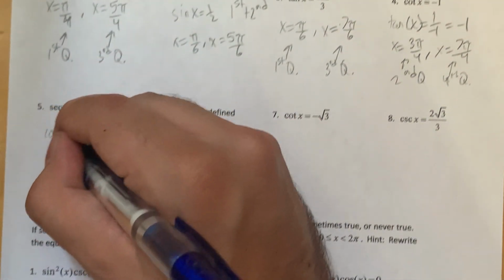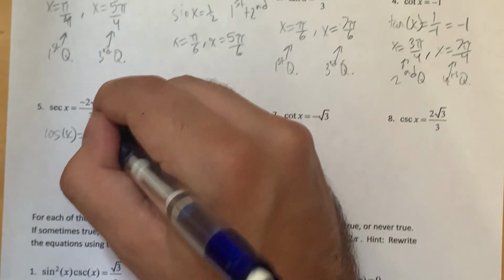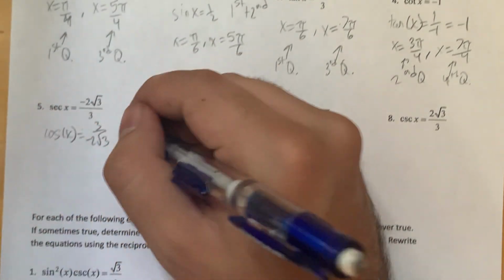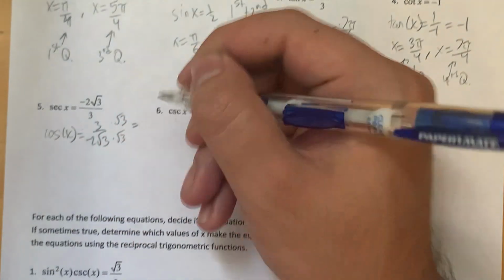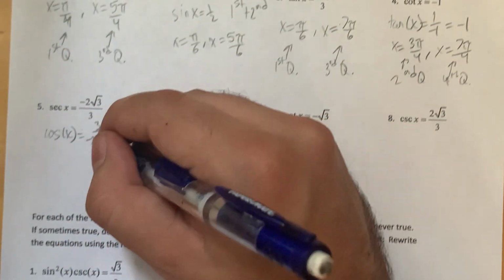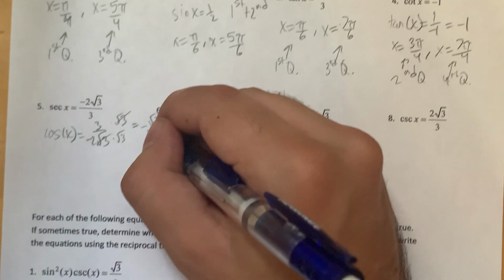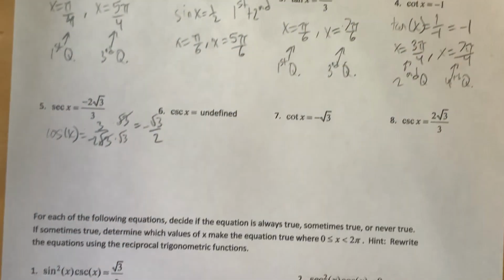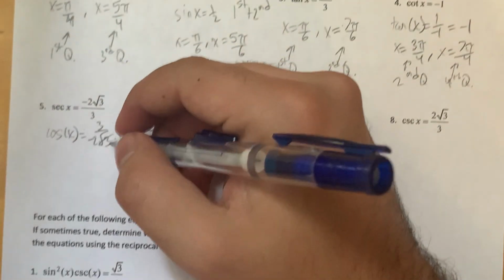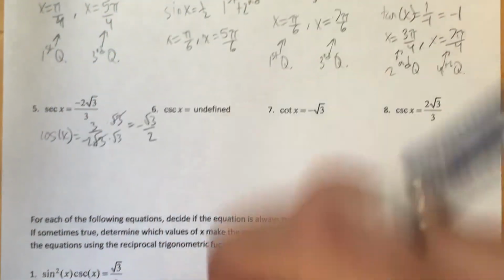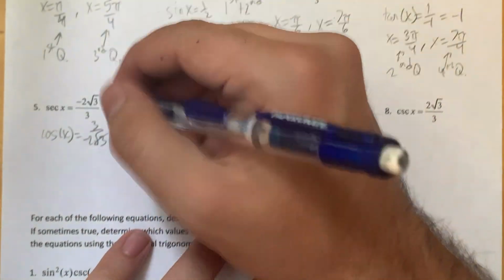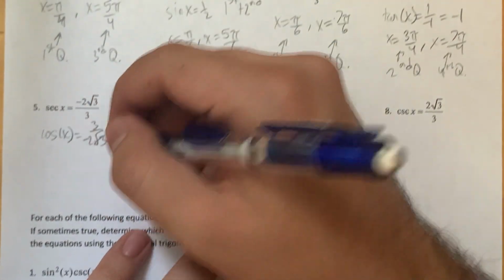So let's do this one. Secant, opposite of secant is cosine, which equals 3 over -2 root 3. Multiply both sides by root 3, and I'll get -root 3 over 2, right? Because if I multiply the root 3's, you get 3. 3's cancel. There we go.